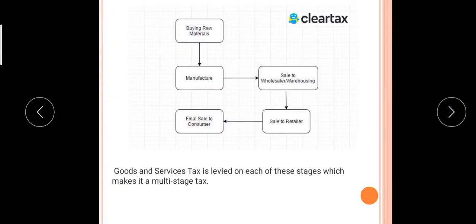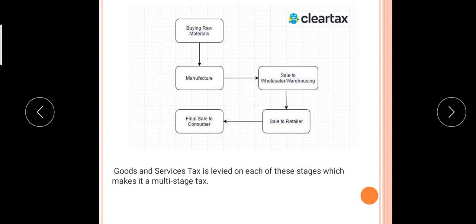But now when the GST came, this VAT is just on a value addition. Here also raw material, buying raw material, then manufacturing, sale to the wholesaler, then to the retailer, and it will come to the final consumer. But goods and service tax is levied on every stage, which makes it a multi-stage tax, and therefore this GST is also a multi-stage tax.